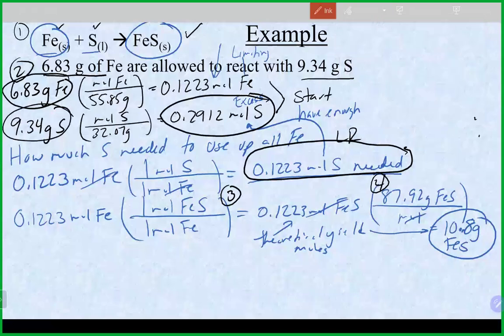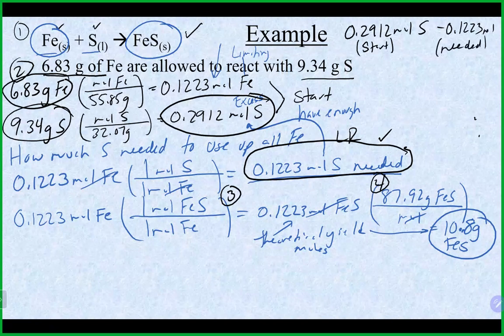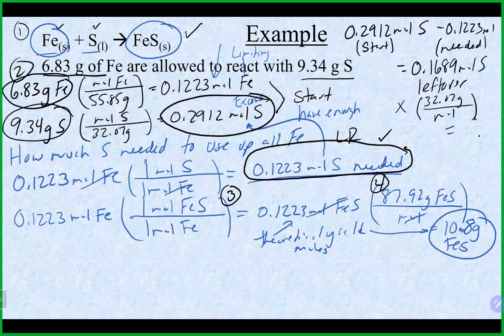So if I take the moles of my excess reagent I started with, which was 0.2912 moles of sulfur, I needed from this calculation 0.1223 moles of sulfur. If I subtract that, 0.2912 minus 0.1223, that would give me 0.1689 moles of sulfur left over. I then can multiply that by the molar mass of sulfur, which is 32.07 grams per mole. And that will tell me how many grams of the sulfur was left over. In this case, it was like 5.42 grams of sulfur was left over.